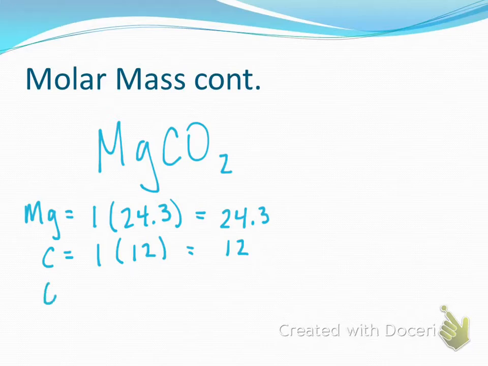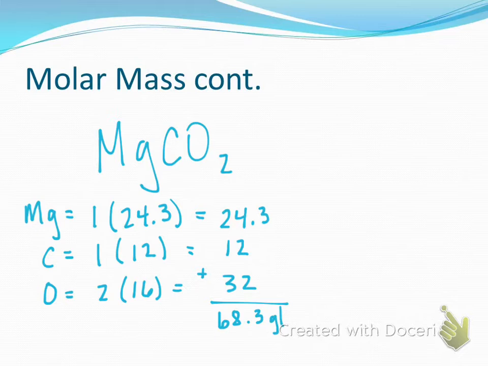And I have how many oxygen atoms? 2, and they each weigh 16. Okay, so 16 times 2 is 32 grams per mole. Then I'm going to add all of those together. Okay, do we agree there?